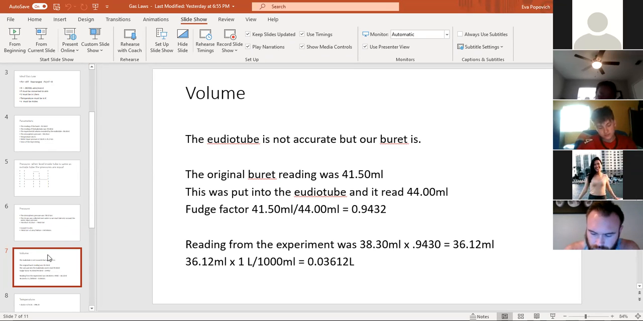So if I want to look at my Eudiometer tube reading and convert that to an accurate reading, all I have to do is take the Eudiometer reading and multiply that by my fudge factor. This will give me an accurate volume. In this case, the volume I got when I moved the tube up and down was 38.30 milliliters. I multiplied that by my fudge factor. That gave me an accurate reading of 36.12 milliliters. Then all I had to do was convert that to liters by multiplying by 1 liter over 1,000 milliliters.